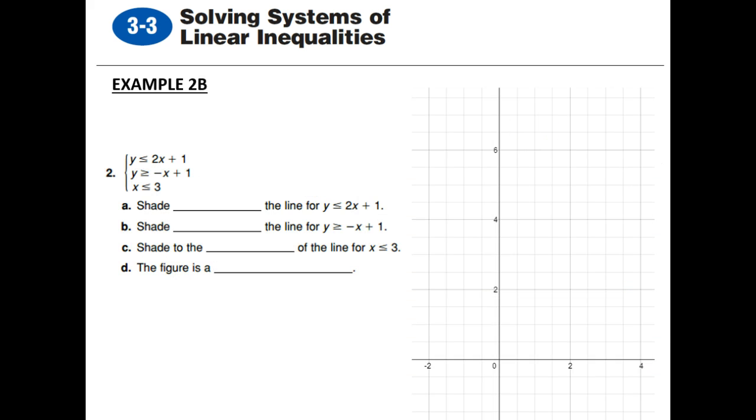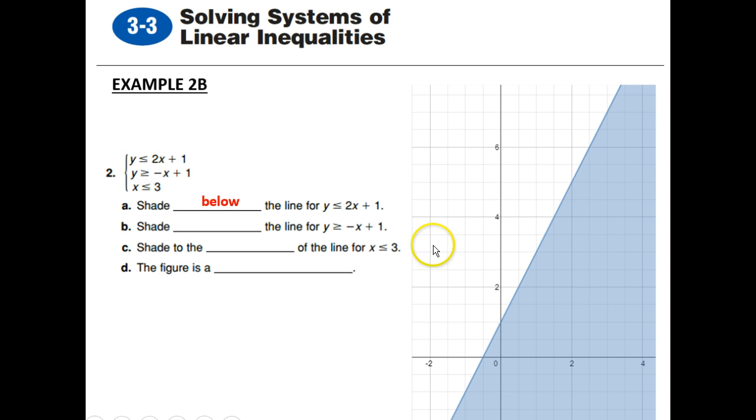Let's try one more of these. We're going to graph 3 inequalities this time. Hopefully you're figuring out what shape we're going to get. We're first going to graph the line 2x plus 1, and we're going to shade below since it's less than. So we go to y-intercept of 1, up 2 over 1, up 2 over 1, up 2 over 1. Graph the line, shade below.